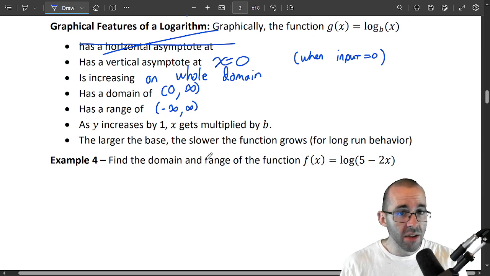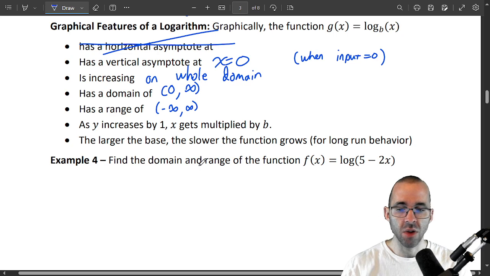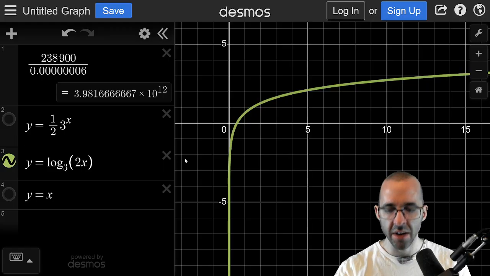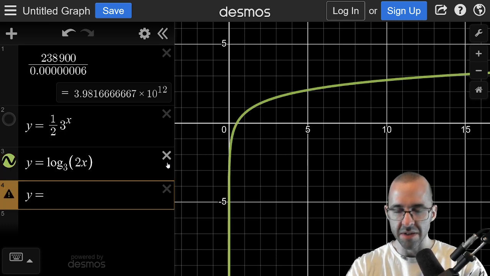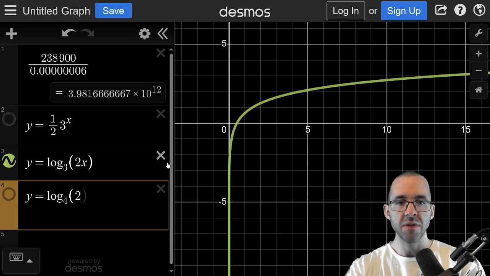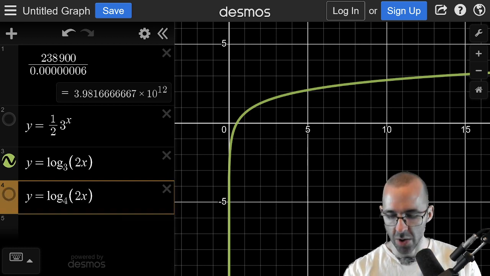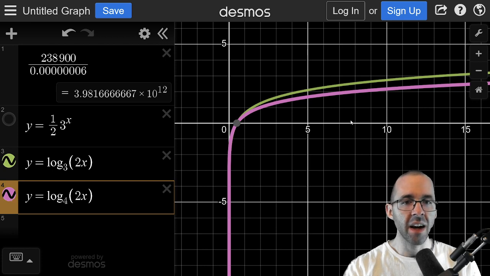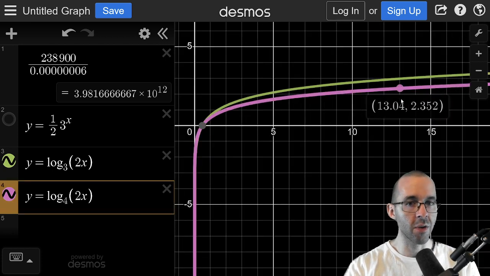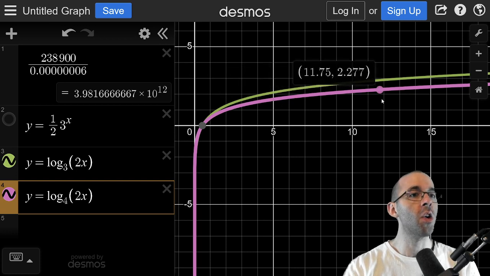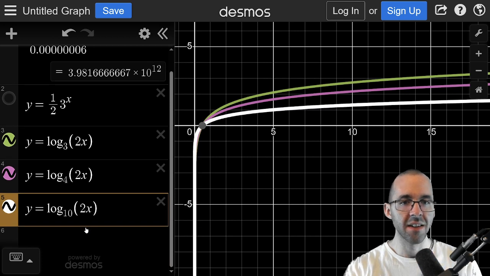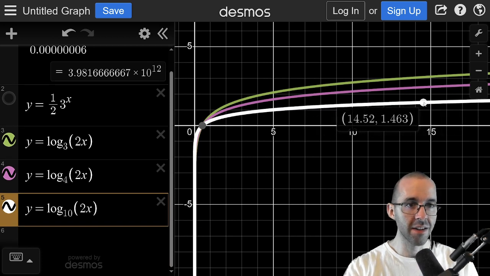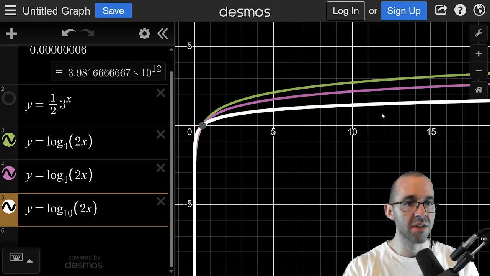The larger the base of the logarithm, the slower the function grows. Think about that for long run behavior. What do I mean by that? If the base gets bigger, so let's look at log base 3 of 2x, log base 4 of 2x. Oh, the base got bigger. I said the function's growing slower in the long run, right? Pink is below green. If we did log base 10 of 2x, whoa, that's even growing slower in the long run. The bigger the base, the slower it grows in the long run.